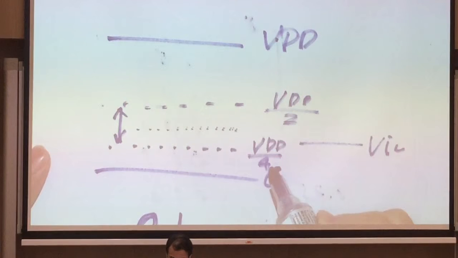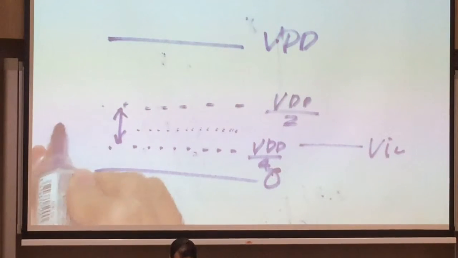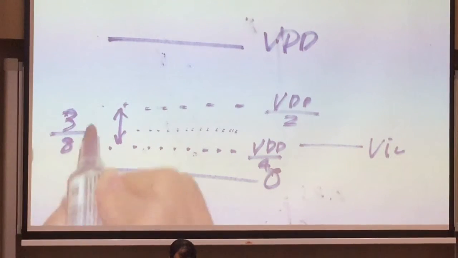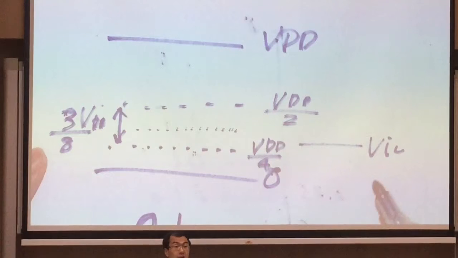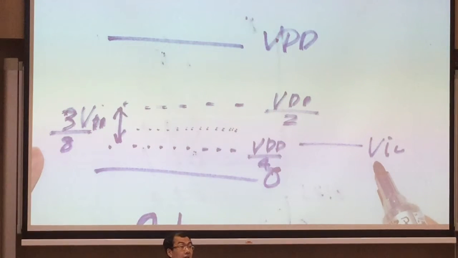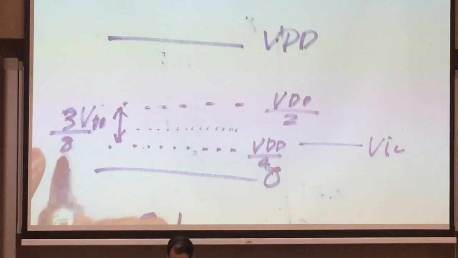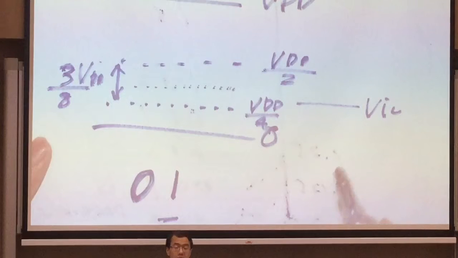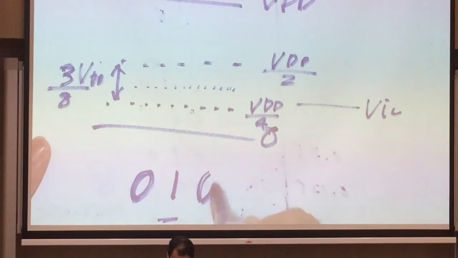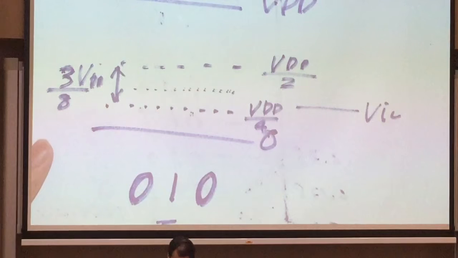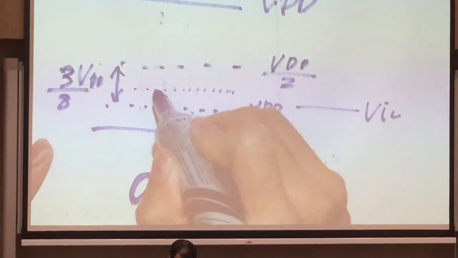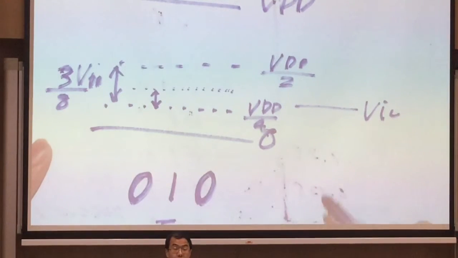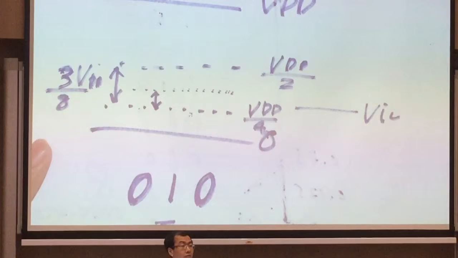between the quarter VDD and half VDD, which is this one, 3/8 VDD, right? This level. So if you compare this 3/8 VDD to V in, V in is below, correct? That means my third bit is 0. So that means your V in is somewhere between 3/8 VDD and quarter VDD. And so on, and so on.